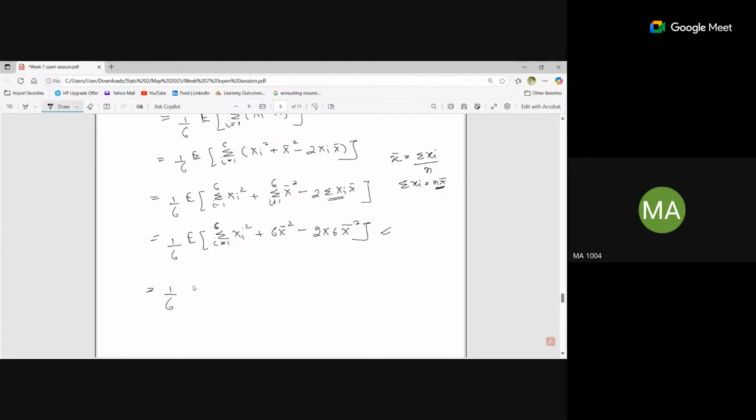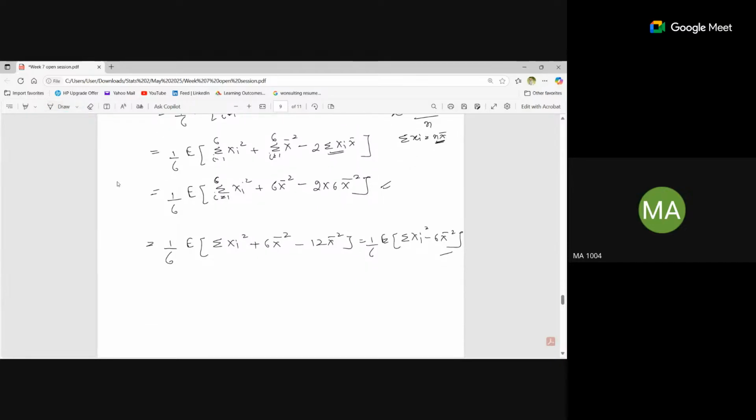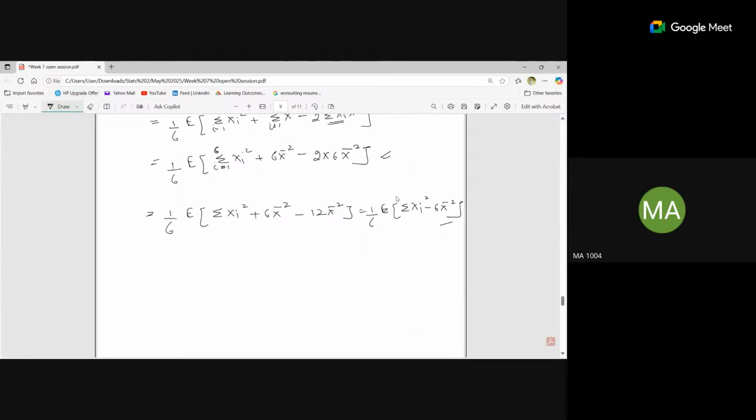Now 1 by 6, so expectation. This will be the expectation of summation of xi square plus 6x bar square minus 12x bar square. Correct? Now I can write this as 1 by 6 expectation of summation of xi square minus 6x bar square. Is it fine? Okay. Now I need to find out this value, summation of xi square.